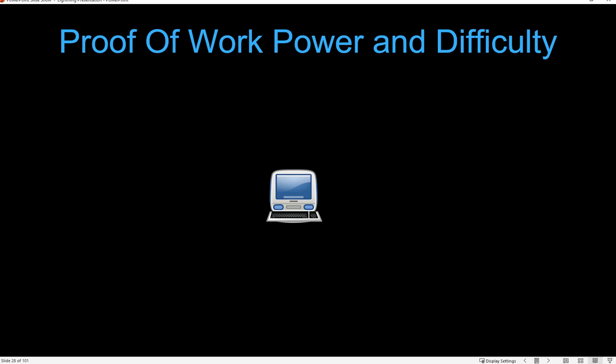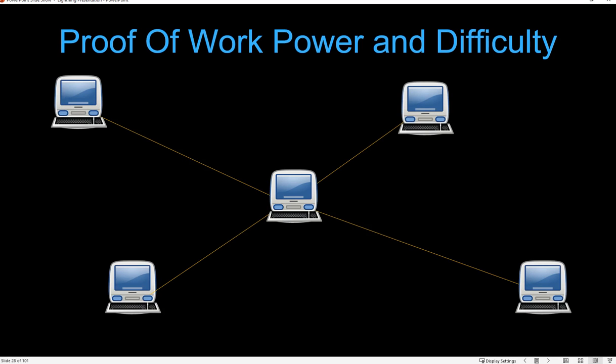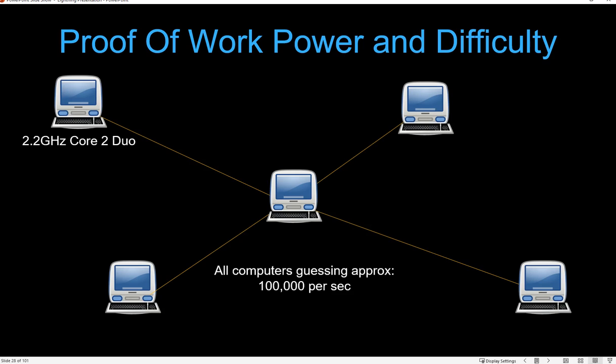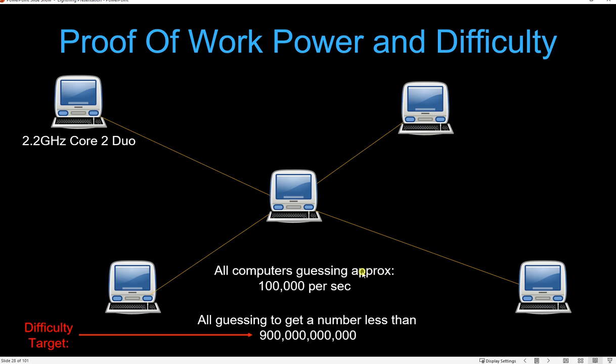So once again, proof of work, power, and difficulty. Because oftentimes you hear proof of work consumes so much power and so much energy, and in the most general, simplistic sense, proof of work doesn't consume that much energy. It's just proof of work. I mean, that's all it is. The issue is that when you start out, so the Bitcoin network started out, let's say they all started out on these cheesy iMacs, 2.2 gigahertz Core 2 Duo. This is the power of a computer in 2008, and all the computers were guessing 100,000 hashes per second, and they're all trying to get to a number less than 900 billion. That's the difficulty target, and it took about 10 minutes, right?